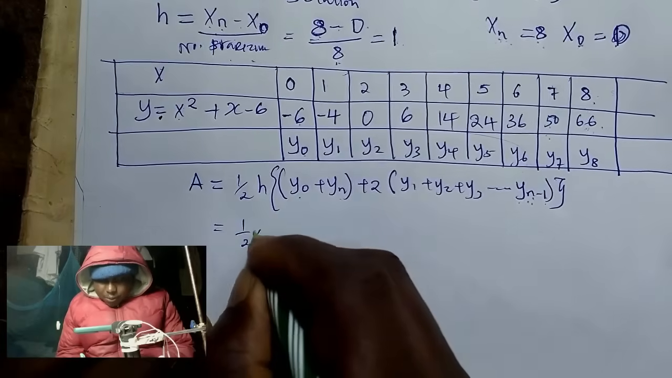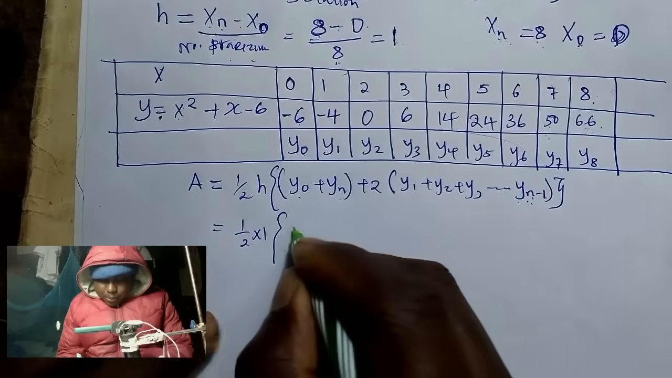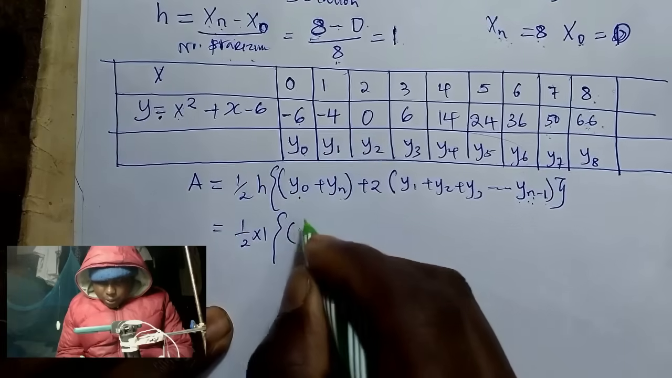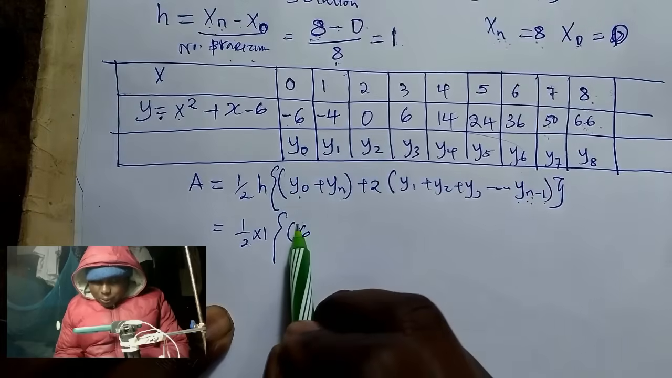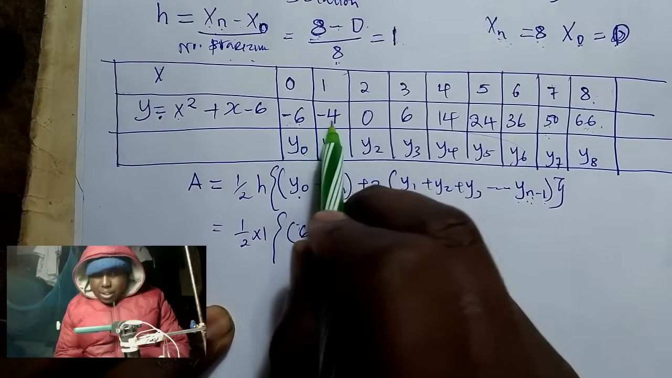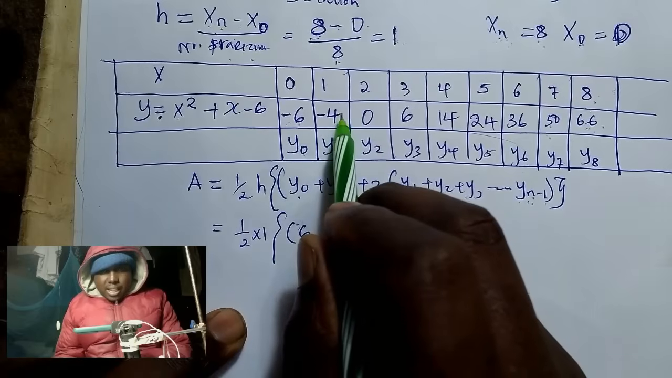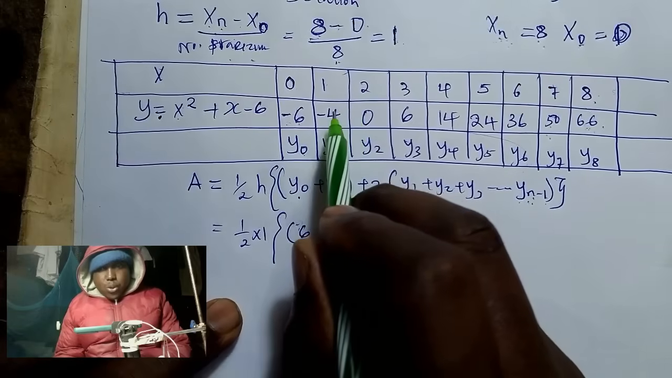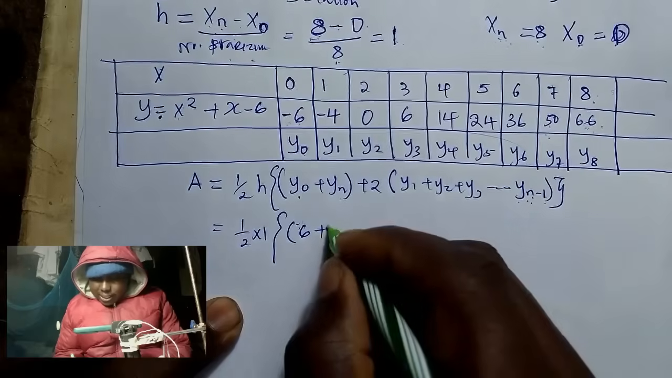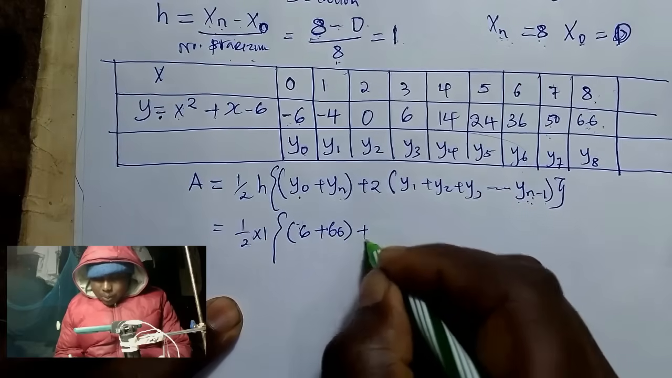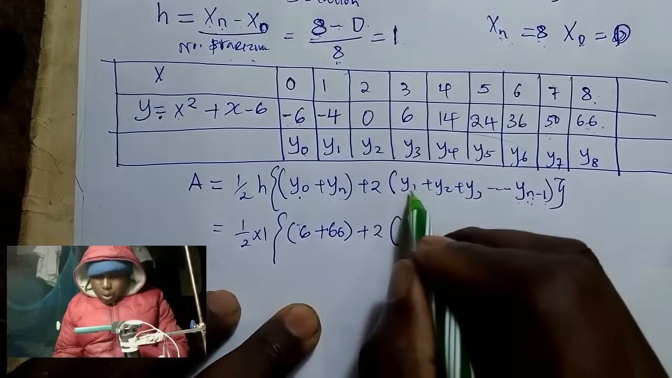This is a half times 1, open the big bracket, y naught is 6. Now when you are putting the numbers inside the formula, don't put the negative. Assume the negative because area cannot be negative. Therefore, you assume the negative. Plus 4, plus the last one is 66. You cross plus 2 into y1.